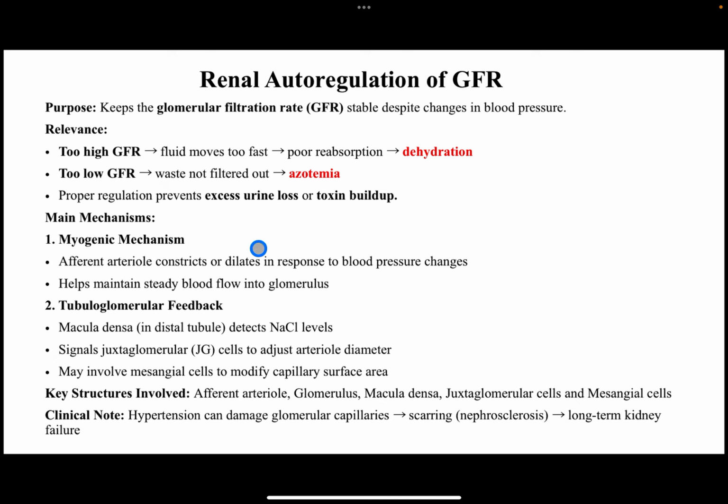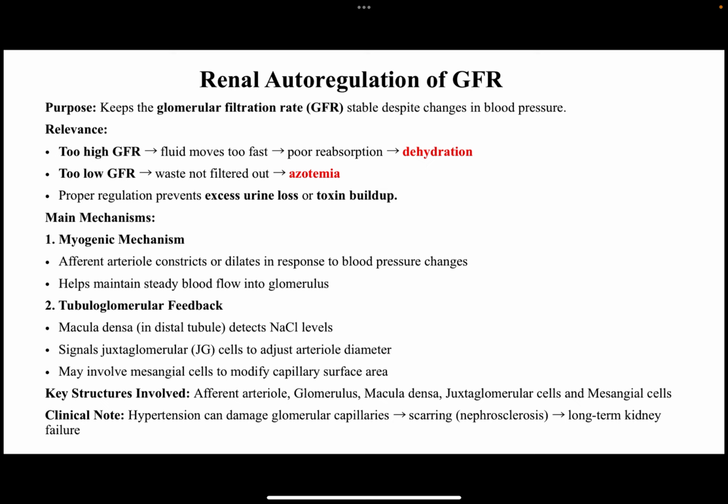So anytime your glomerular filtration rate is very low, the afferent arteriole will constrict. And anytime your glomerular filtration rate is very high, the afferent arteriole will constrict. When it constricts, it will help to slow down the glomerular filtration rate. And anytime your glomerular filtration rate is very low, the afferent arteriole will dilate.